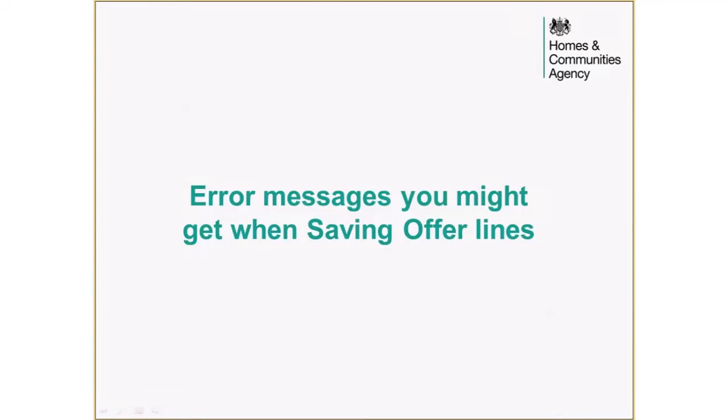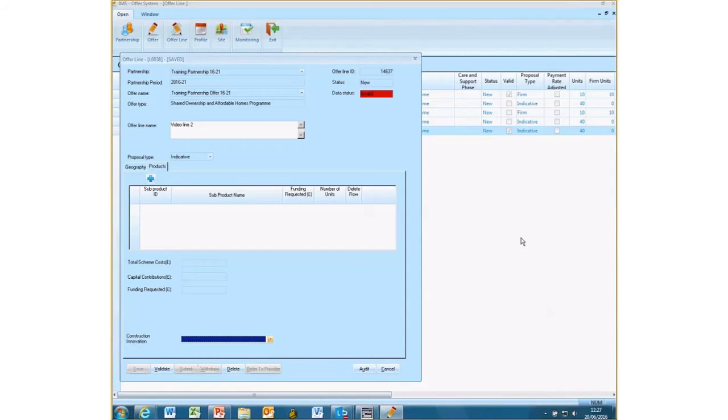Error messages you might get when saving offer lines. So the first error that I want to show you is one that you might get if you created some offer lines very early on in the bidding round, or you might get the same error as you move through setting up an offer. I haven't got an early offer line that was set up, so I'm going to show you the same error that you would get as you move through.